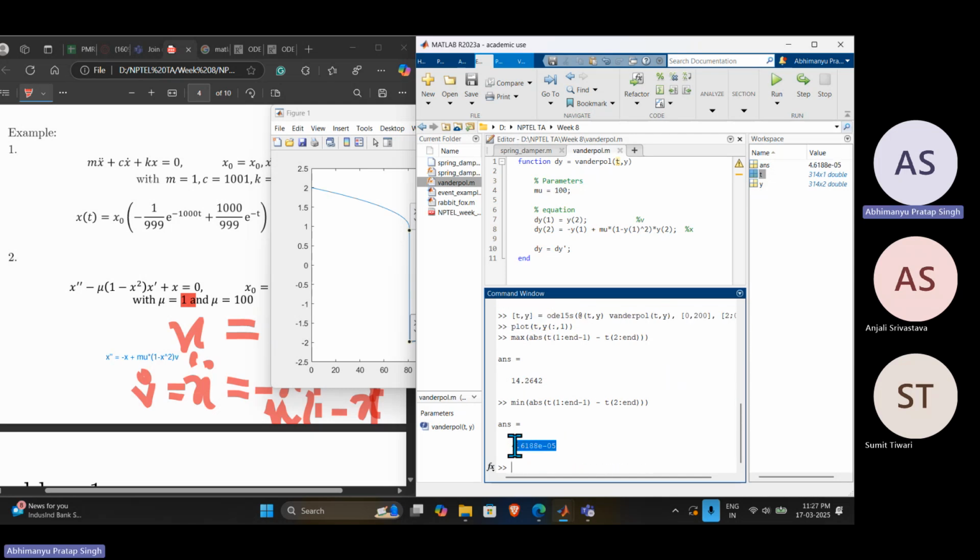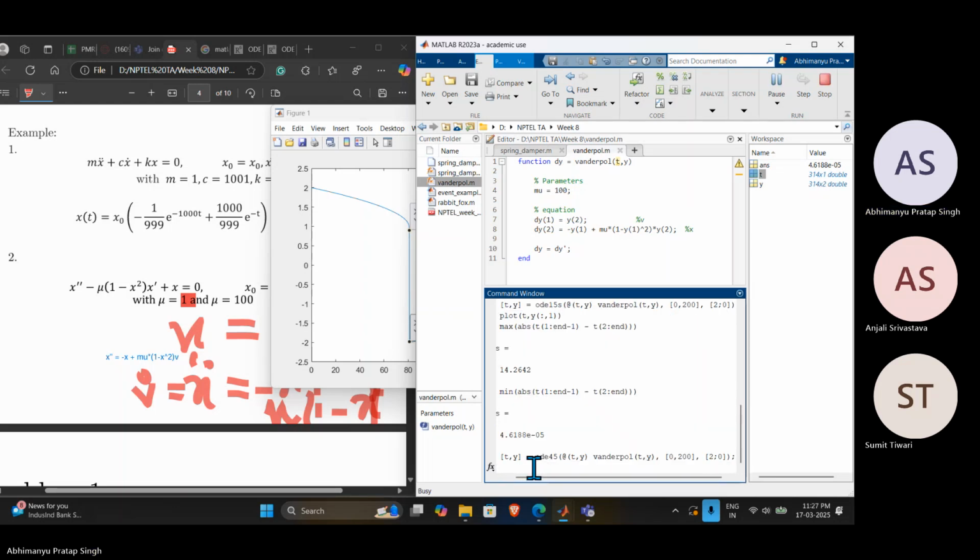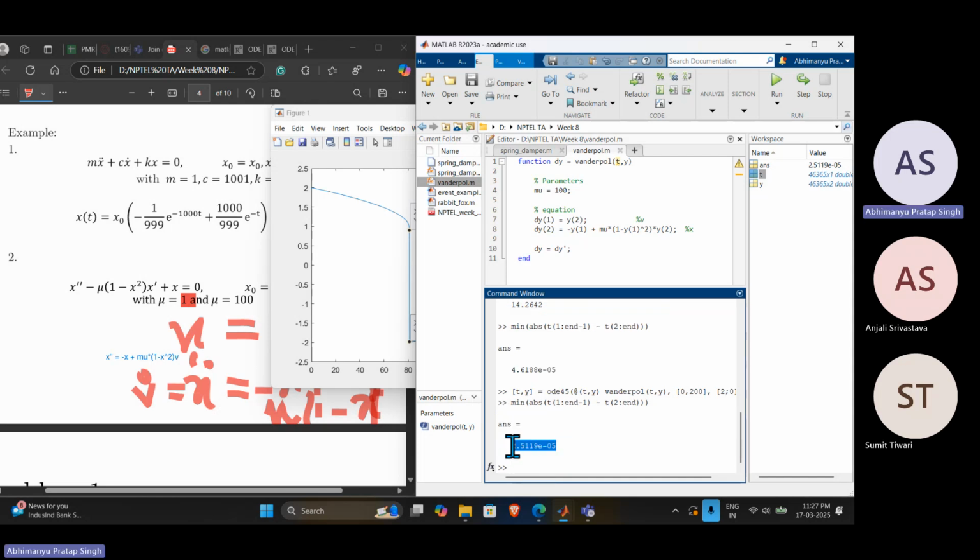So the minimum time stepping is 4.6 into 10 to the power minus 5. In ODE45 case, still the minimum time stepping is this, which is smaller than ODE15s, but still we don't get a point in between because it does not change the h value based on the system dynamics, whereas ODE15s checks if the transients have died out or what is the current situation, and then based on that it adaptively changes the h value. Okay.